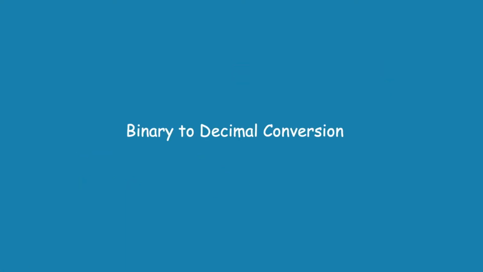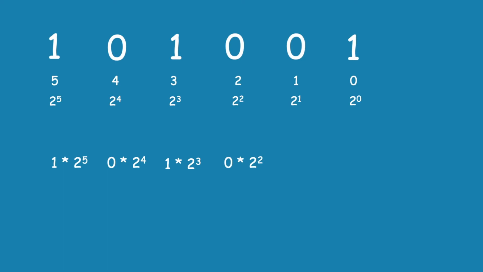First, we'll start with converting binary to decimal. Let's take the number 101001 as our example. First, start by labeling the places from 0 through 5 from right to left. Then raise 2 to those place numbers. 2 is used here because we are dealing with a binary system, which is a base 2 system. Next, multiply the place numbers by the place values. Add them together and you get 41.